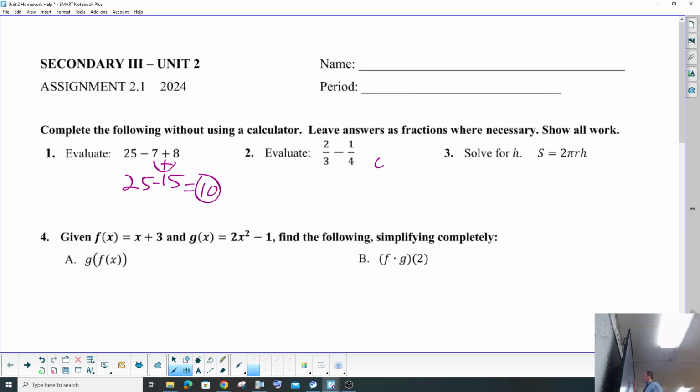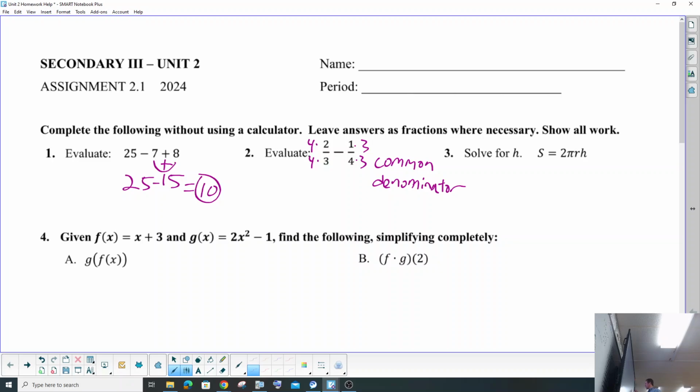You're going to have to get a common denominator. Do you know how to get a common denominator? You're going to multiply them by each other, to the top and bottom. So multiply 4 up here, and then multiply 3 to the top and bottom. That'll get you a common denominator of 12, and you can combine those.